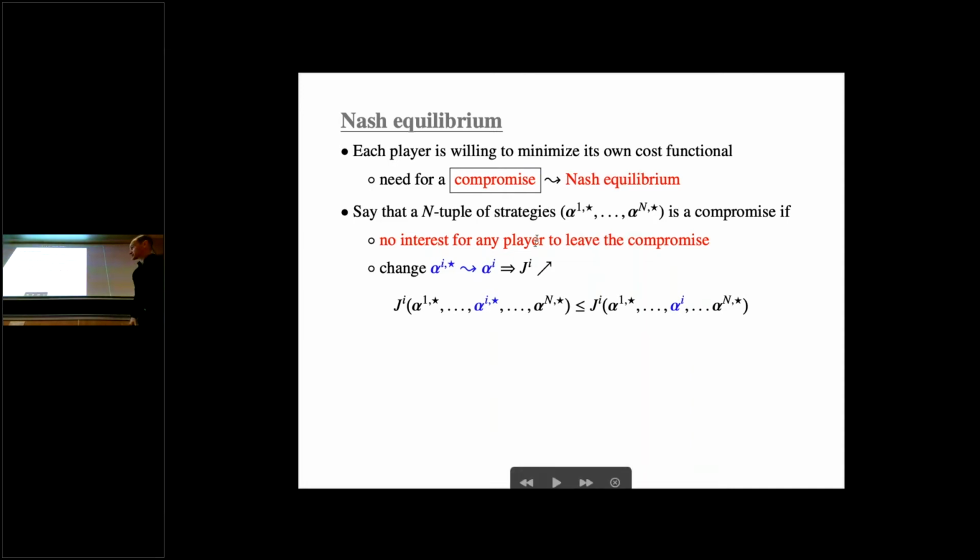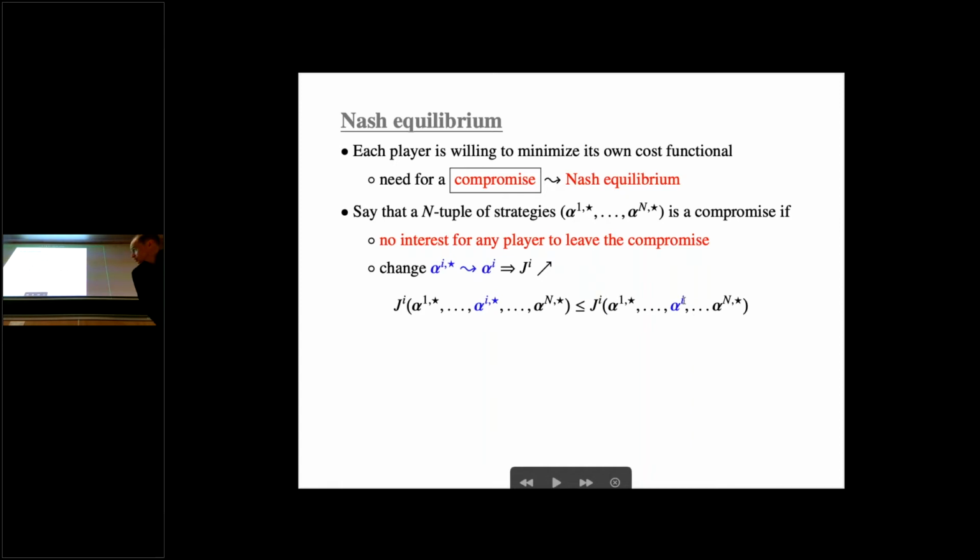So this is exactly what you see here. You see here that, okay, I'm going to replace alpha star I by alpha I. I am deviating. I am player I. I'm deviating. Well, I'm paying more. This is exactly what you see in this inequality.